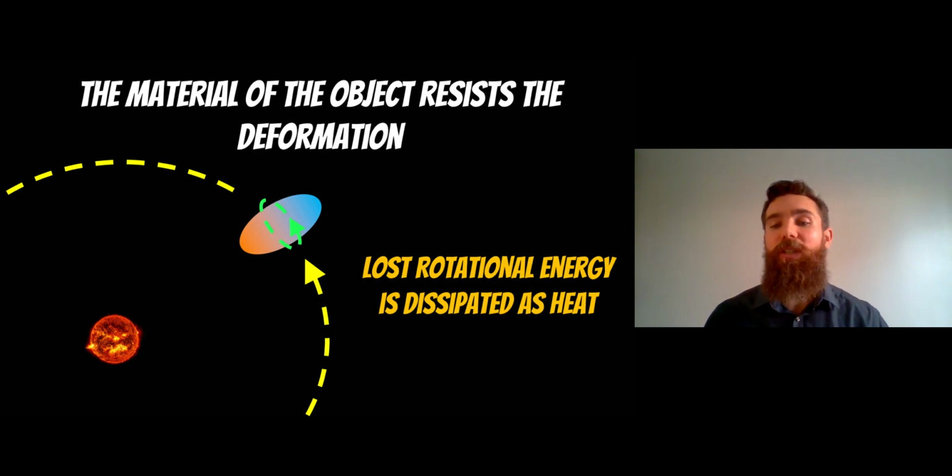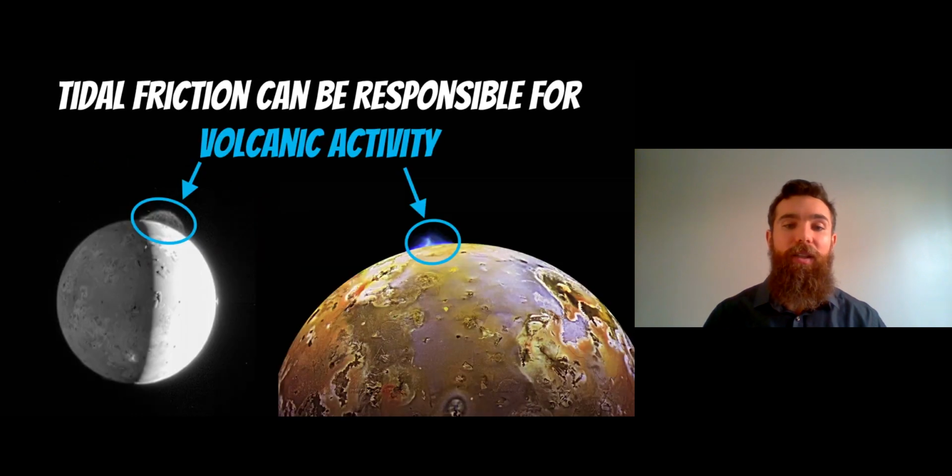But the end result is that resistance to the deformation causes a loss of rotational energy, which then gets dissipated as heat internally into the object. So the object actually increases in temperature whilst it's slowing down. That tidal friction causes it to heat.